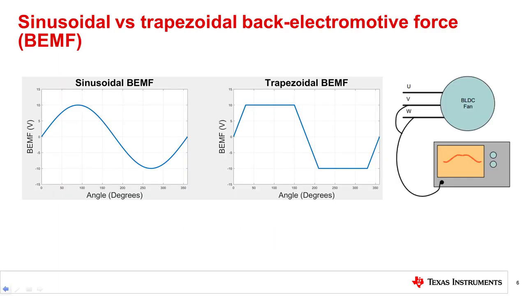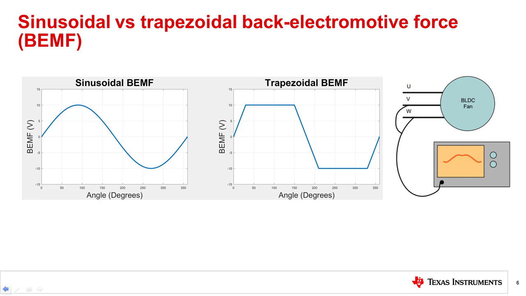Back electromotive force, also known as back EMF, is a voltage in a motor phase that opposes the change in current which induced it, and is used in some sensorless motor control drive algorithms to indicate rotor position. The topic of back EMF will be dived into deeper in future videos in this series.